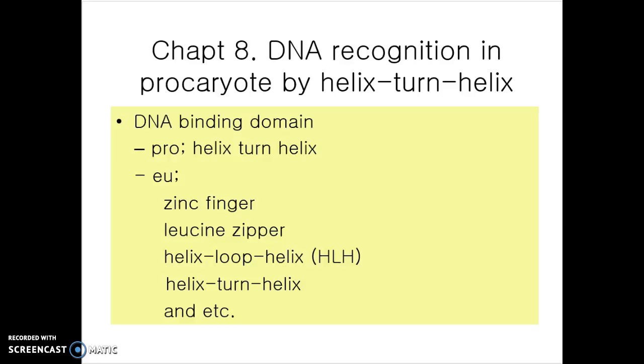In the following two chapters, we discuss a wider range of DNA binding motifs in eukaryotic DNA binding proteins, such as zinc finger, leucine zipper, helix-loop-helix, and so on. In this chapter, we'll focus our discussion on two bacteriophage proteins, since they are amongst the best understood DNA regulatory proteins.